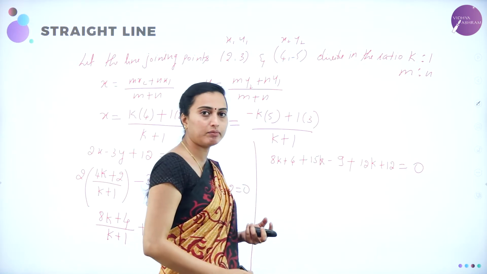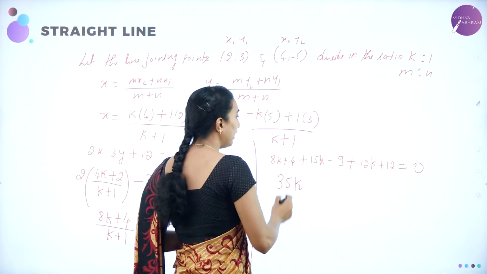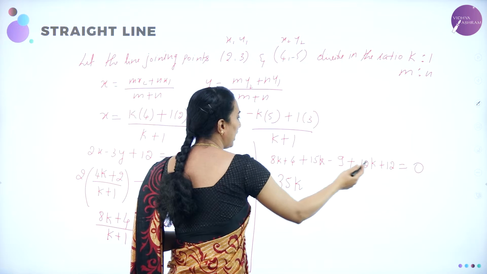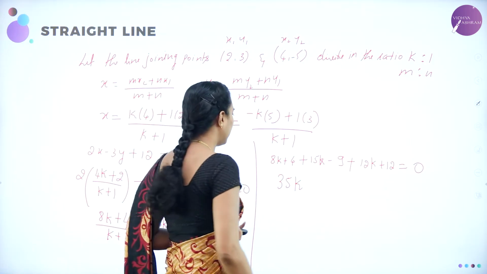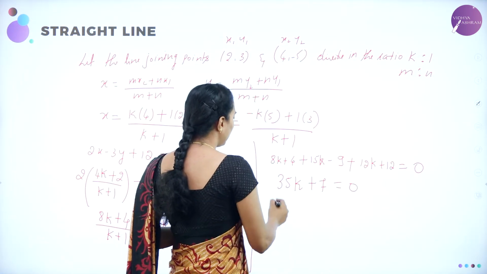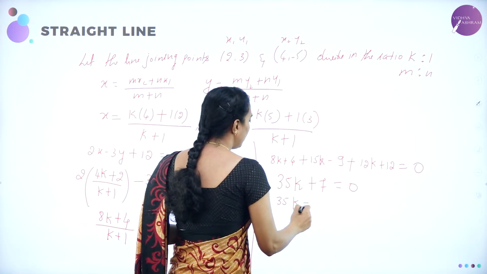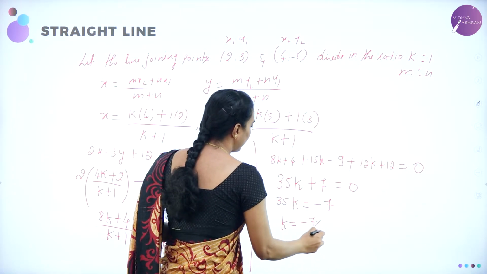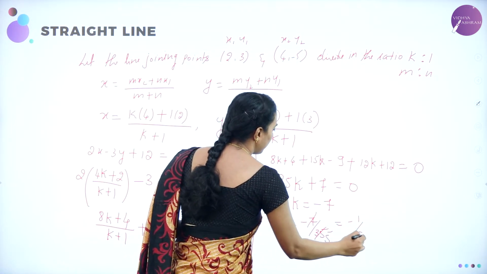20 plus 15 is nothing but 35. So 35k. Again, 12 plus 4, you can minus. 12 minus 9 is nothing but 3. 3 plus 4 is nothing but 7. So 7 plus 7 is equal to 0. Otherwise, you can cross multiply. 35k is equal to minus 7. Otherwise, k will be equal to minus 7 by 35. Otherwise, you can cancel: 7 1s are 7, 7 5s are 35, which is minus 1 by 5.